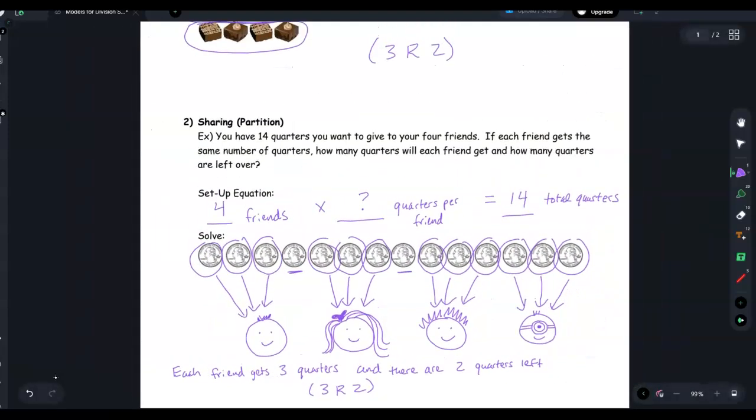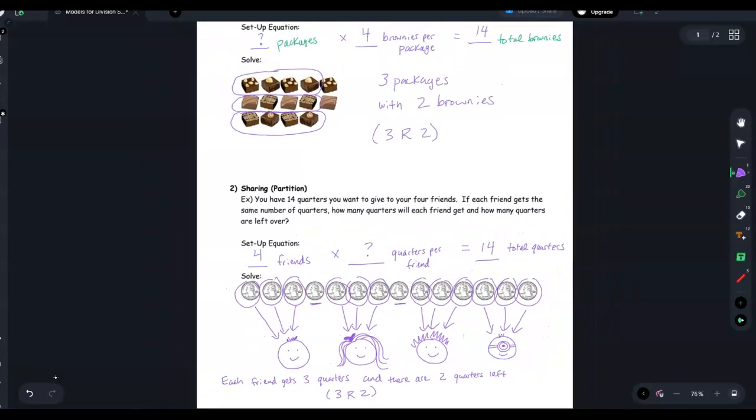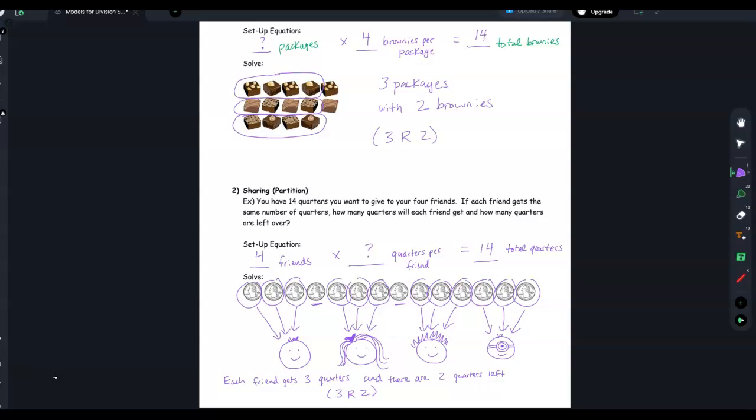So again, the answer was 3 remainder 2. The setup equation is different, the picture is different, but technically the division that we did in both of these is exactly the same. And the answer is technically the same, although what's different? So what we talked about, one way you can tell equal grouping versus partitioning is where the question mark is, because the question mark will always be first in equal grouping. It'll always be second in partitioning. Another way you can tell the difference is, when you draw your picture, are you able to know how many go in each group? With the brownies we were, with the quarters we were not. We didn't know how many quarters to put in a group or with each friend until we distributed them all out. So that's another way to tell.